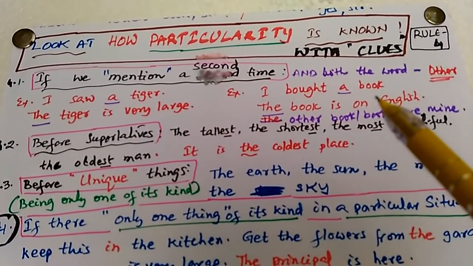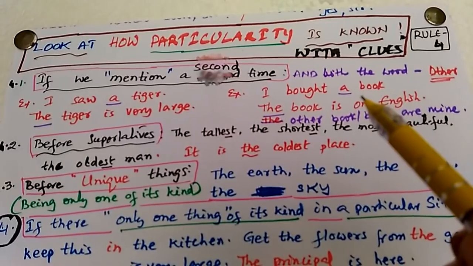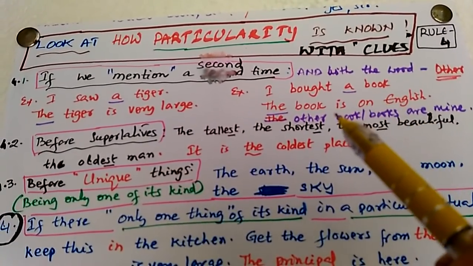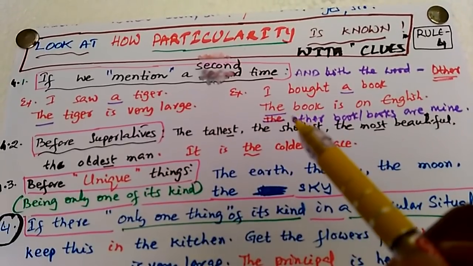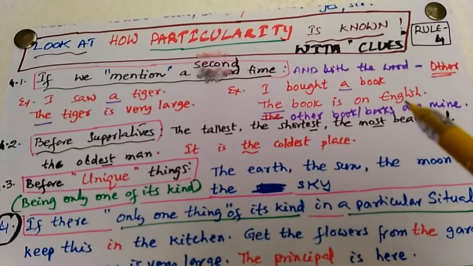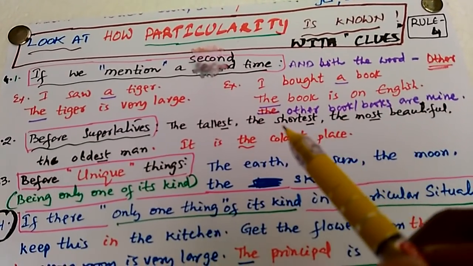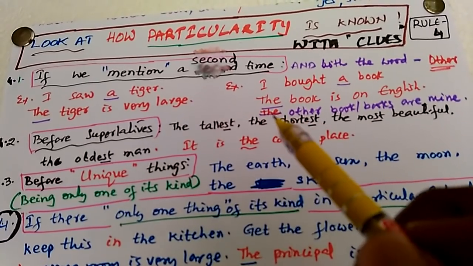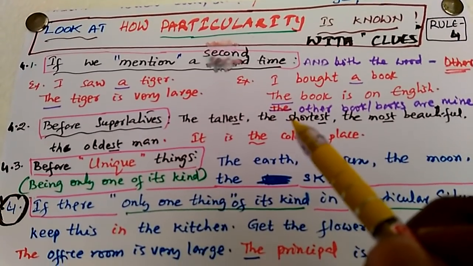I bought a book. This is mentioned for the first time, so we have used a here. And the same book is mentioned for the second time, then we have to use the here. So the book is on English can be the right answer. And the other book or books are mine. Here before the other we have to write the here.